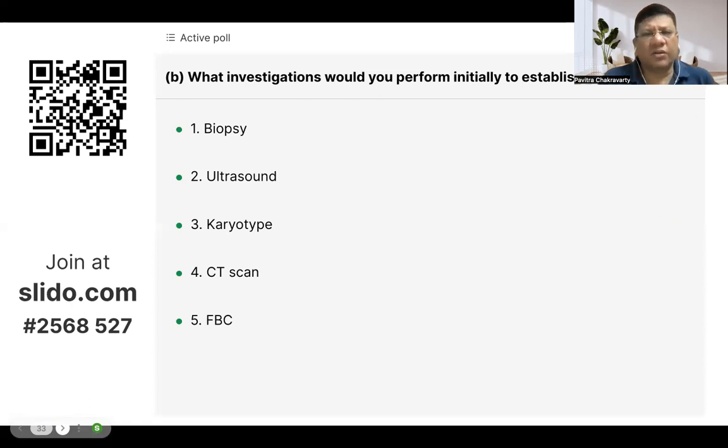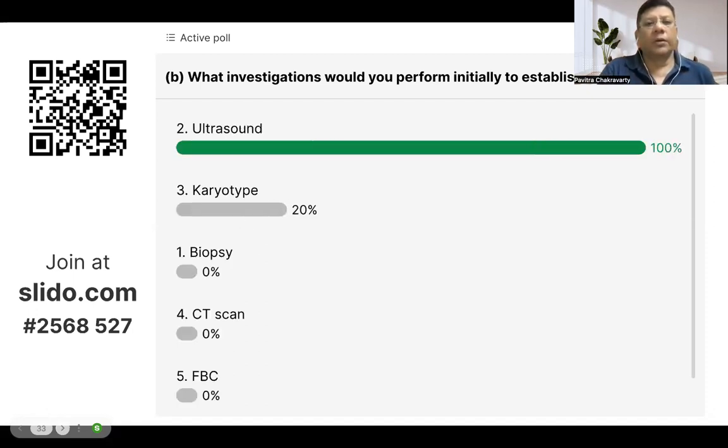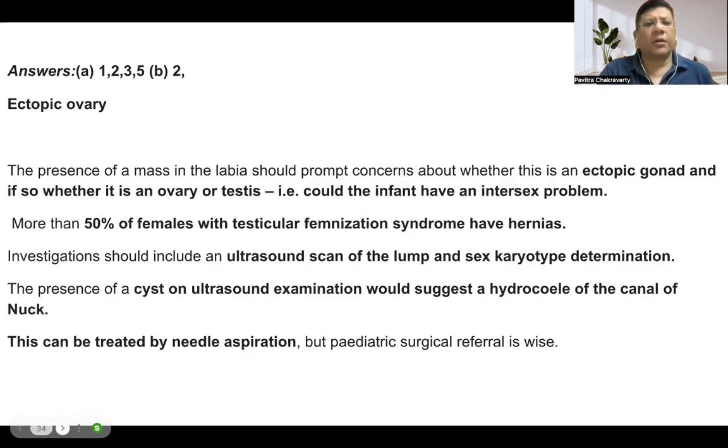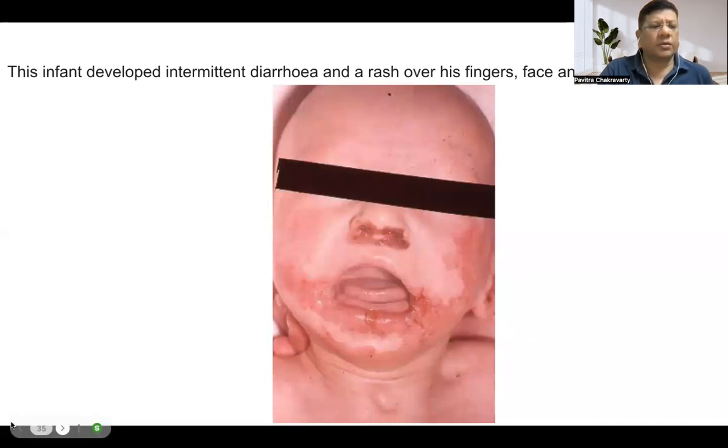So what is the investigation you'd like to do to establish the diagnosis? I think this is a fairly straightforward question. Don't take too much time. That's very quick, 5 people have answered. USG is the commonest step, and I'm glad that someone has mentioned karyotyping. That was the answer. Ectopic ovary is the one they're thinking about. Okay. So if you look, sorry, I'm just looking back.